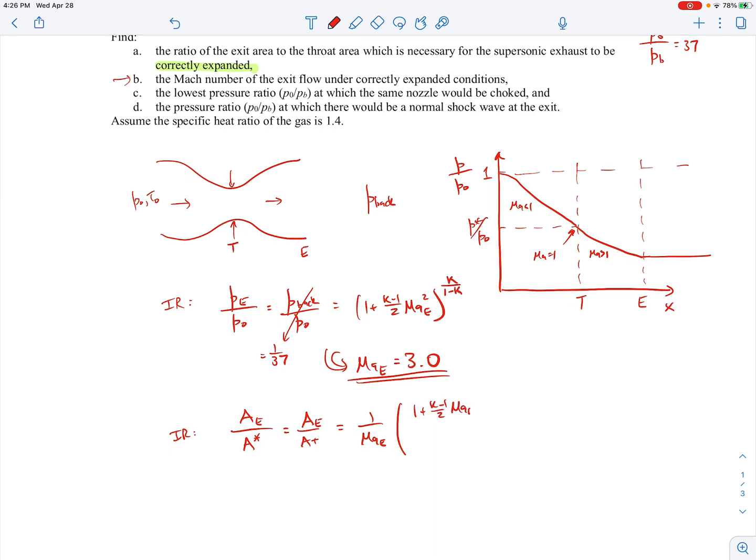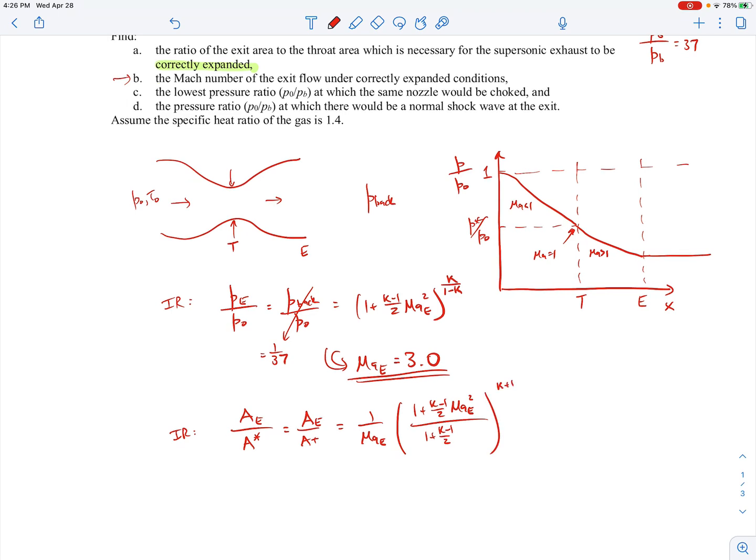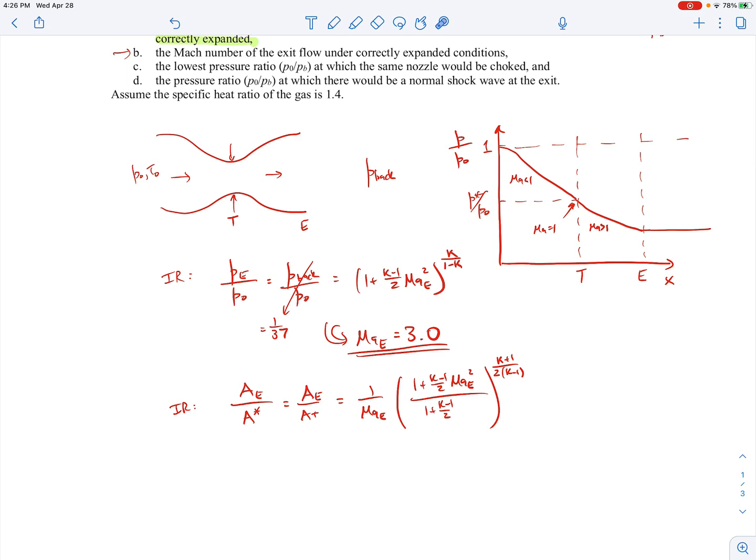There's a lot to write out, so just give me a moment. Okay, so there we go. Now we can solve this equation to find the area of the exit over the area of the throat. All we need to do is plug in our Mach number of 3. We know the specific heat ratio of the gas is 1.4, so I'll write that here, K equals 1.4. We can now solve this for A_E over the area of the throat.